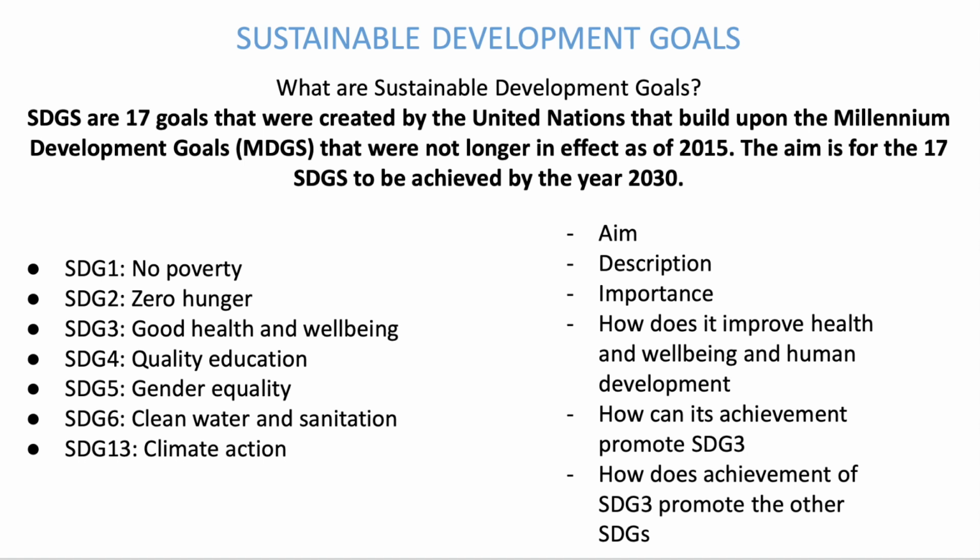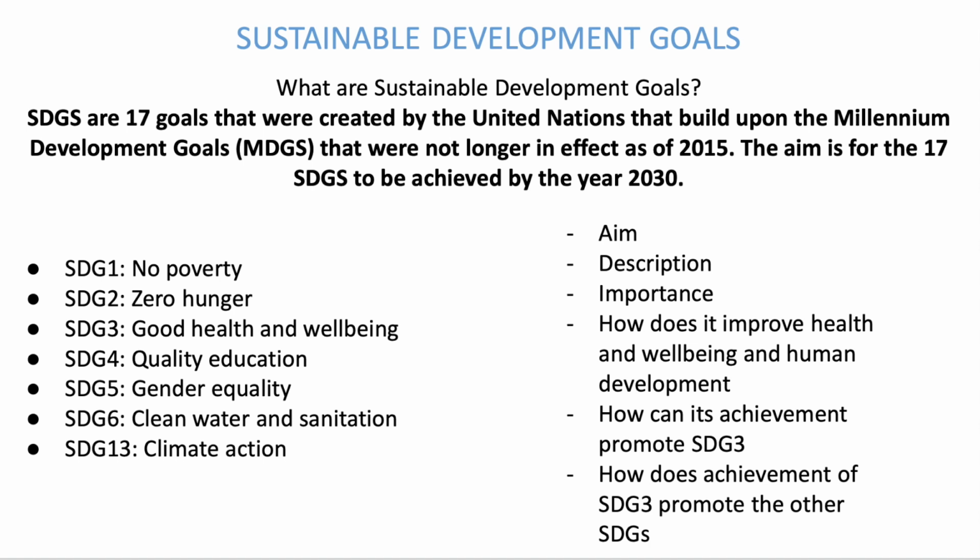Sustainable Development Goals, also known as SDGs. SDGs are 17 goals that were created by the United Nations that build upon the Millennium Development Goals, MDGs, that were no longer in effect as of 2015. The aim is for the 17 SDGs to be achieved by the year 2030.